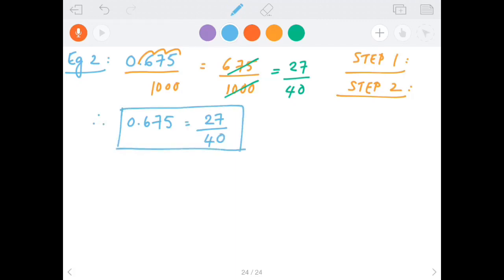Remember, presentation is very, very important at a high school level, and always keep that in mind when you're working it out. There you go. All 3 steps are done, and this is how we're going to express terminating numbers in the form of p by q. Let's take another example.